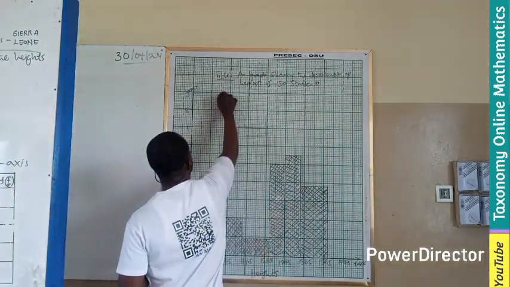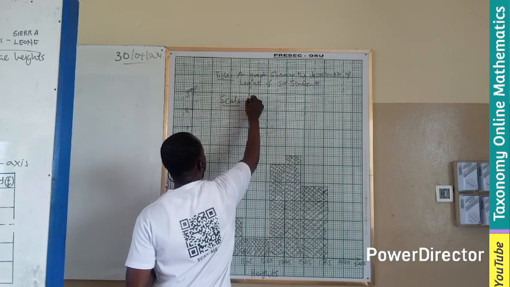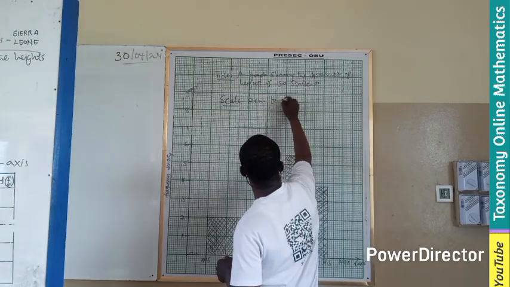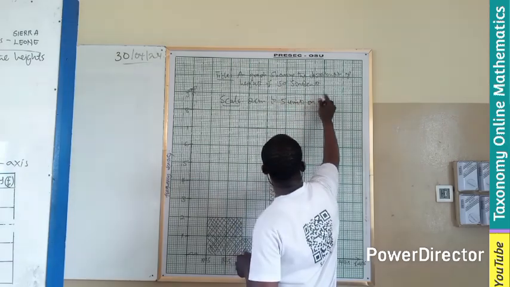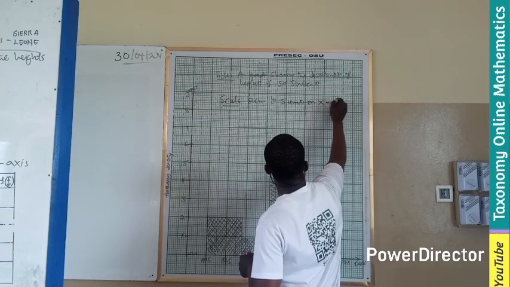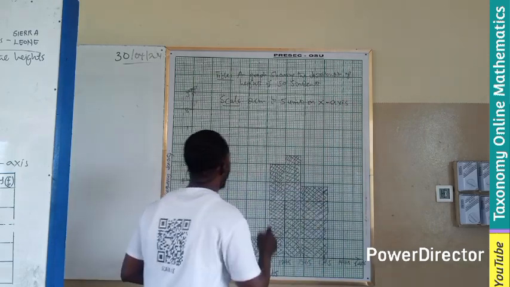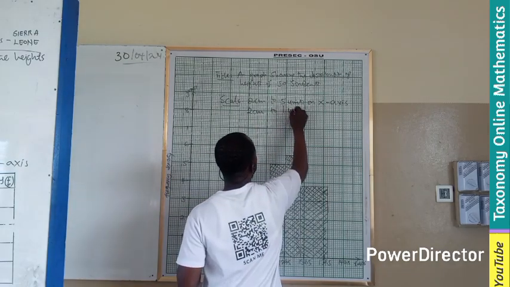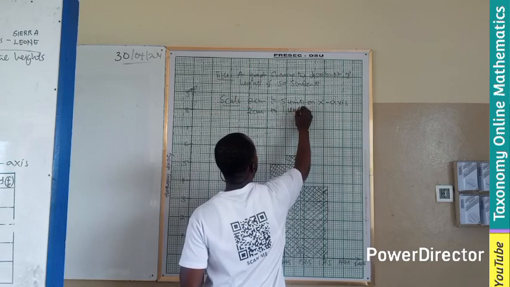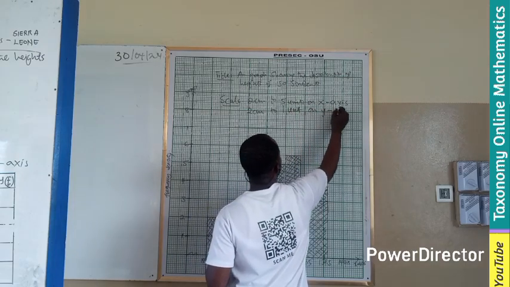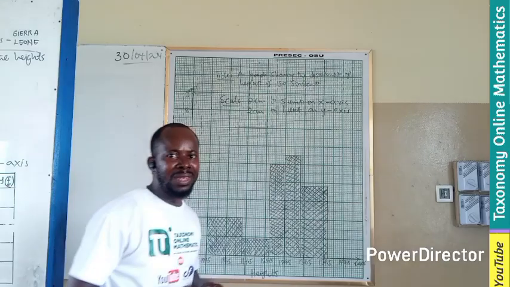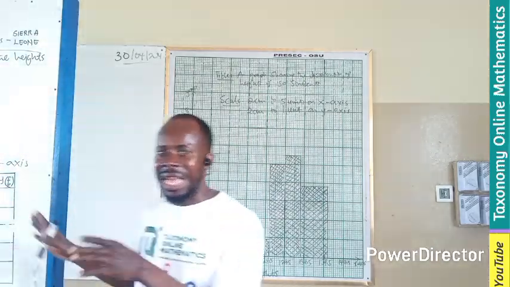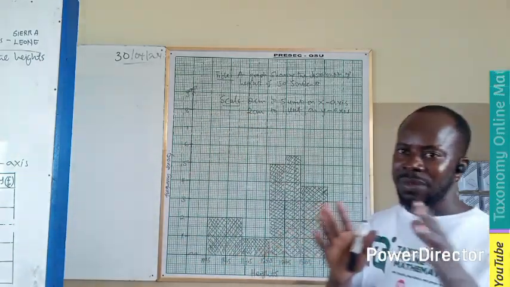We also need to indicate the scale that is being used. Remember, we have 2 centimeters to 5 units on the x-axis. On the y-axis, we also use 2 centimeters to 1 unit. So these are the requirements. No other supplementary question is being asked, so this answers the data that has been given to us. I guess this is clear.